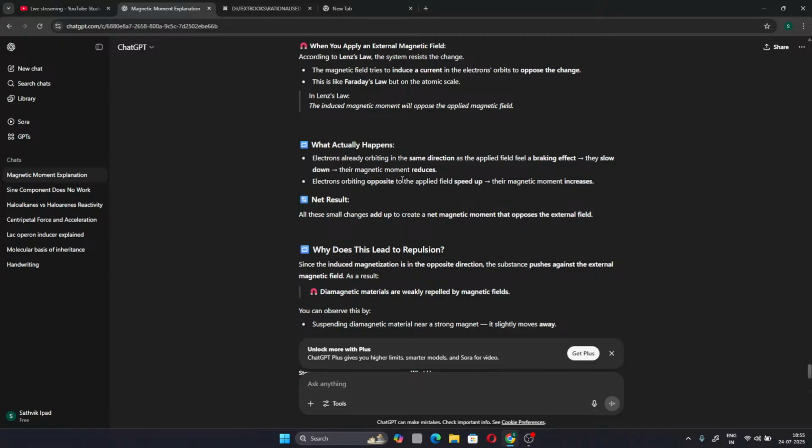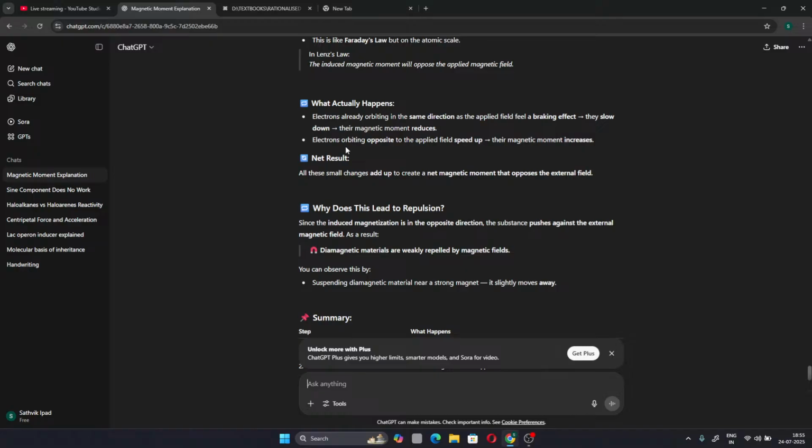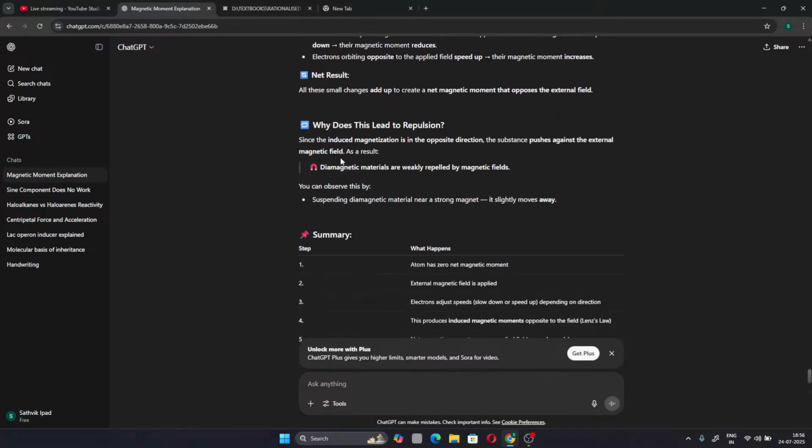Electrons already orbiting in the same direction as the applied field feel a braking effect. They slow down, and their magnetic moment reduces. Electrons orbiting opposite to the applied field speed up, and their magnetic moment increases. Net result: all these changes add up to create a net magnetic moment that opposes the external field.